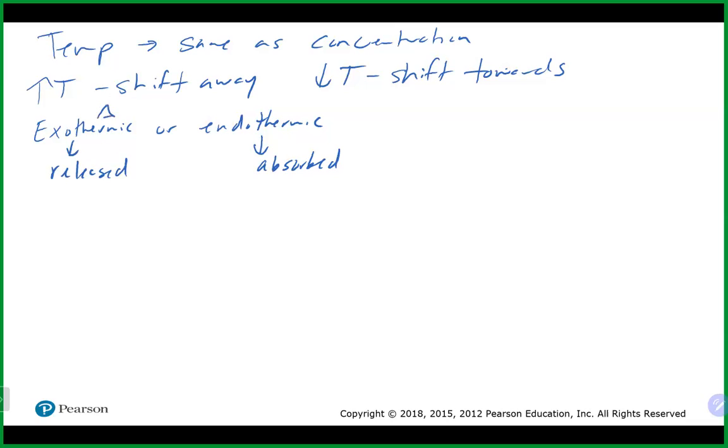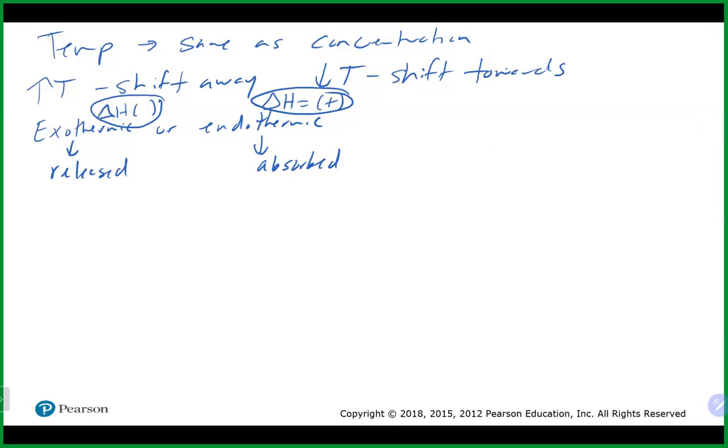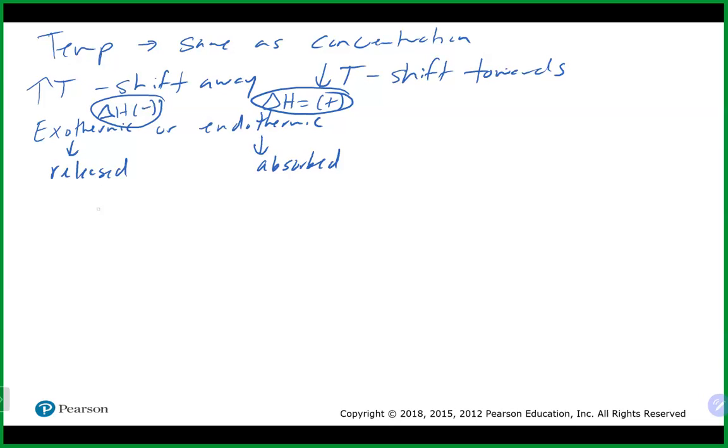Exothermic things also have delta H values that are negative, and endothermic ones are positive. I said the right thing, put it in the wrong spot. Let me put it there, which is negative. But when we look at a reaction that is exothermic, we think of heat and energy as a product. And when we think of an endothermic reaction, heat and energy is thought of as a reactant.